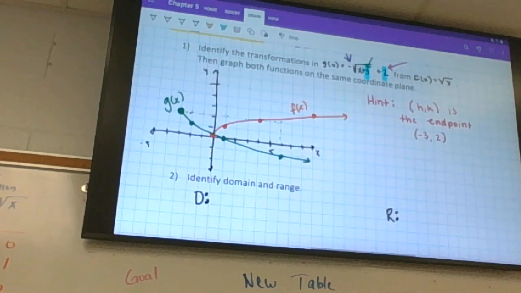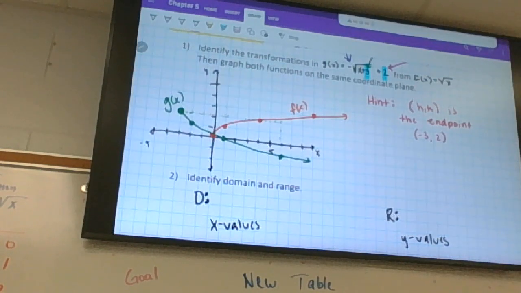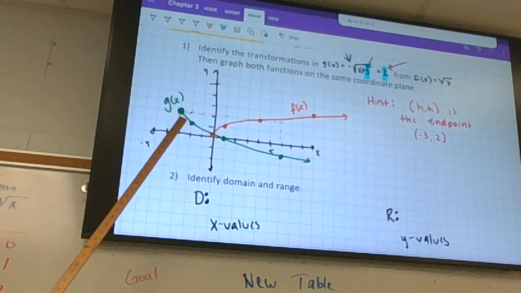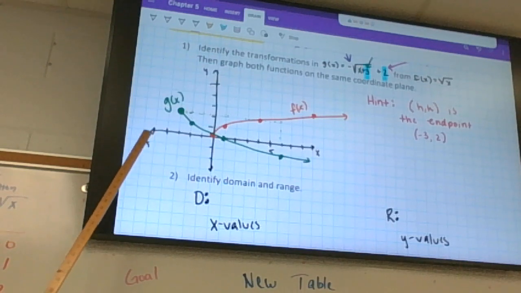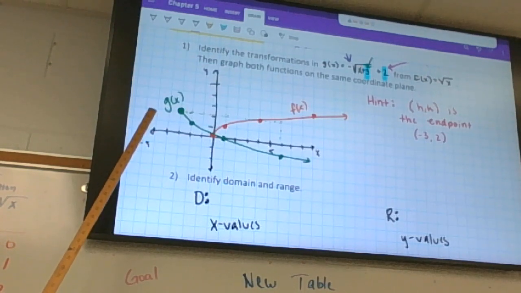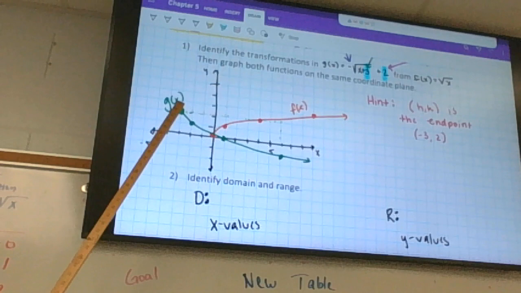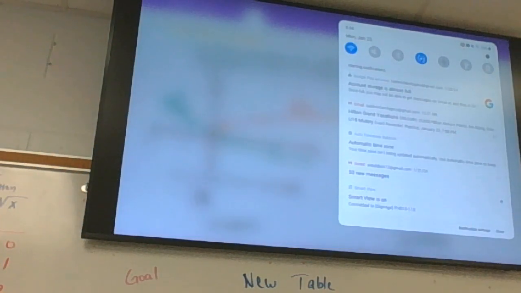Domain is x values. Range is y values. Cleo, it's a domain. What x values did we use to make this green one? Let me ask you this. Did we, for instance, use x as -5? We didn't. Our green line doesn't even go over here. Did we use x as -10?